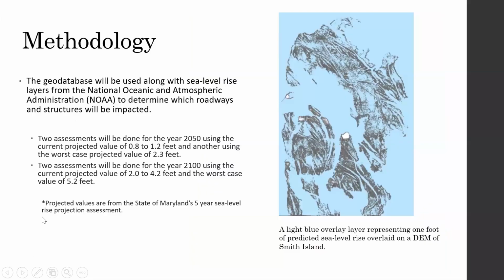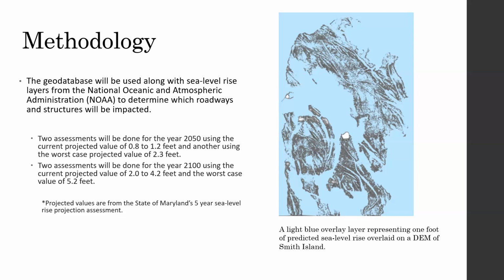The next step will be using the geodatabase I created along with sea level rise layers from the National Oceanic and Atmospheric Administration to determine which roadways and structures will be impacted by sea level rise. I'm going to do 2 assessments for the year 2050 and 2100 to decide what levels of sea level rise will happen by that year. I'm going to use projected values from the state of Maryland. They require the University of Maryland to do a 5-year study on science-based projections for sea level rise. The last one was in 2018, so it might change this year. And if it does, I'll use those values.